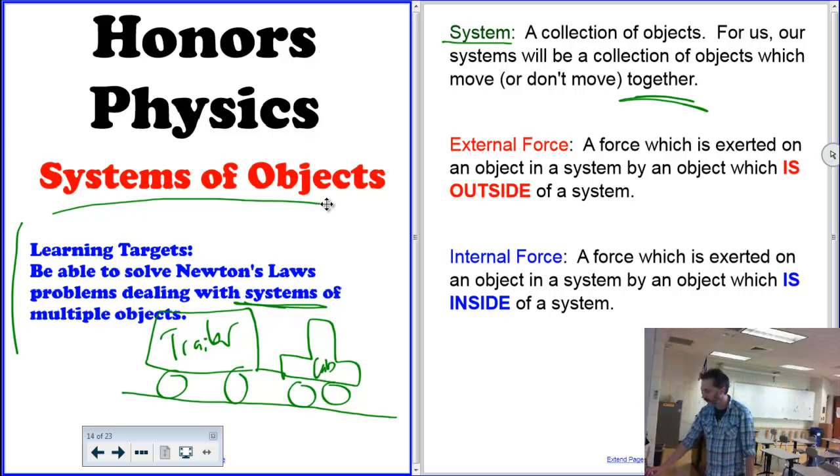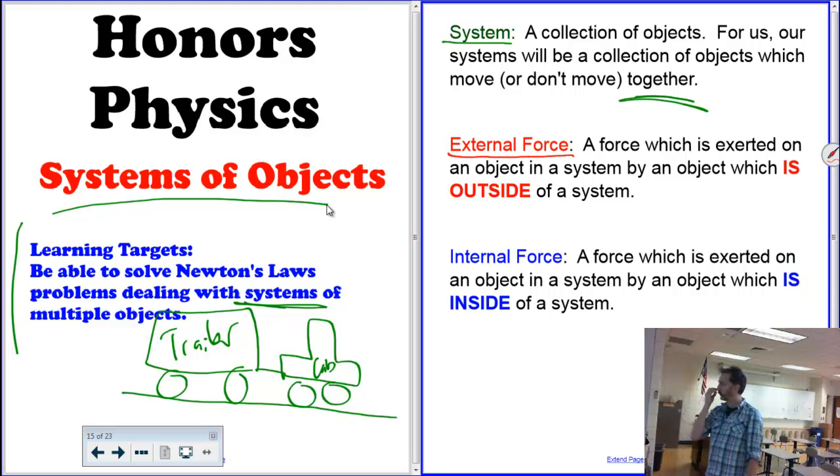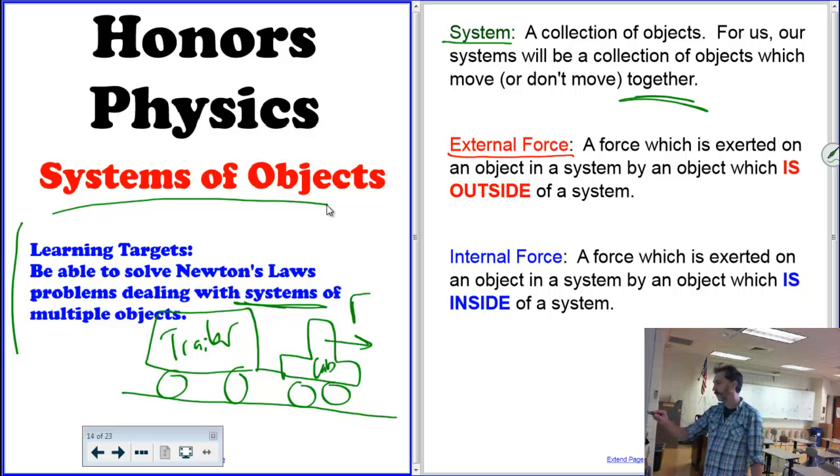Now, when you talk about a system of objects, there are two types of forces, all right? There are what are called external forces, which would be forces that come from outside the system. So in this example, friction from the road pushes the cab forwards, right? Force of friction pushes the cab forward, so that would be an external force. The friction is what makes all of this go, okay?